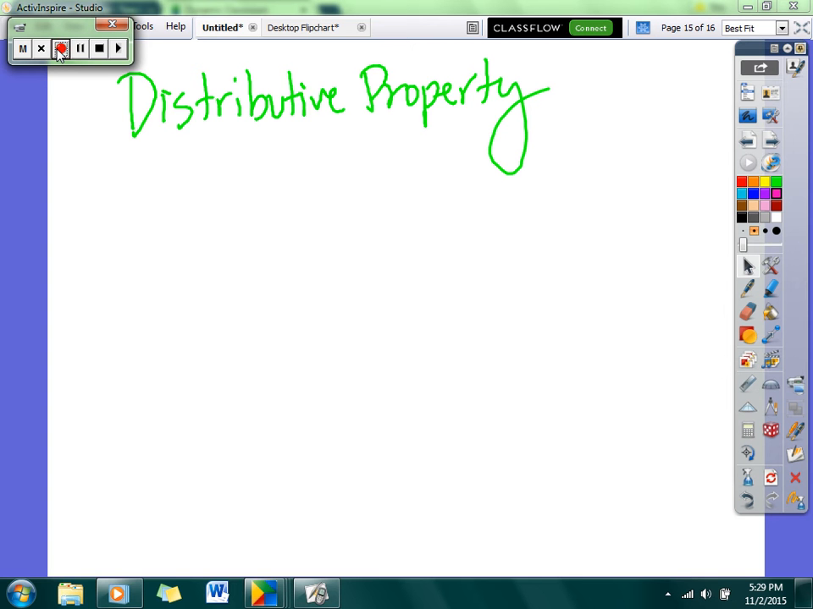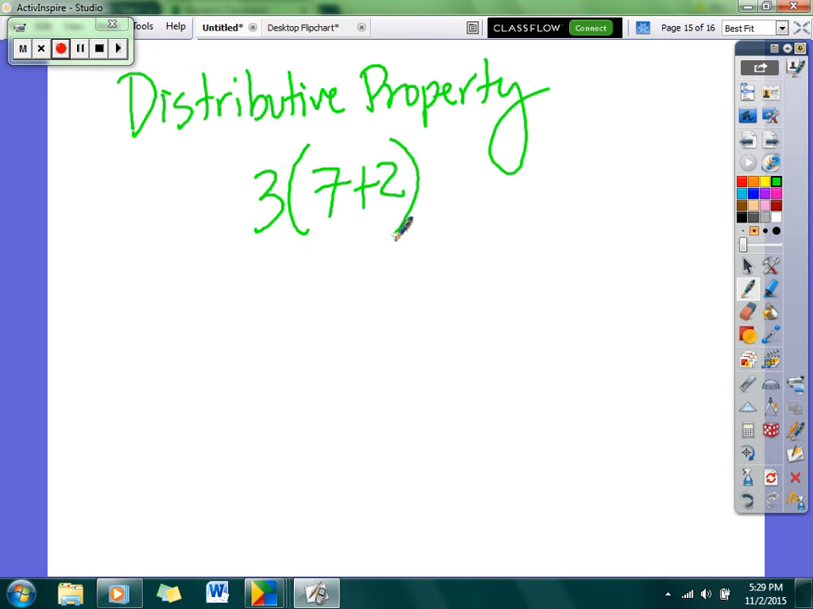Hopefully with the previous activities, you were able to come up with it on your own, but if not, let's take a look and see what it is. Basically, if I have 3 times 7 plus 2, in the past, you could just add 7 plus 2 and do 3 times 9. But now we're going to be substituting that with variables. And we're also going to be able to use that to help us do mental math faster.